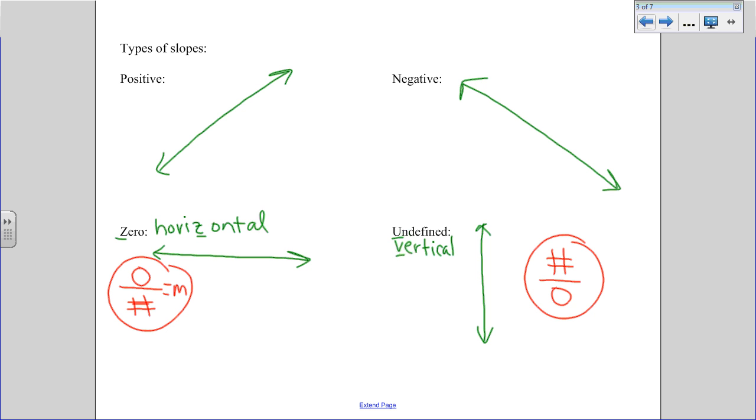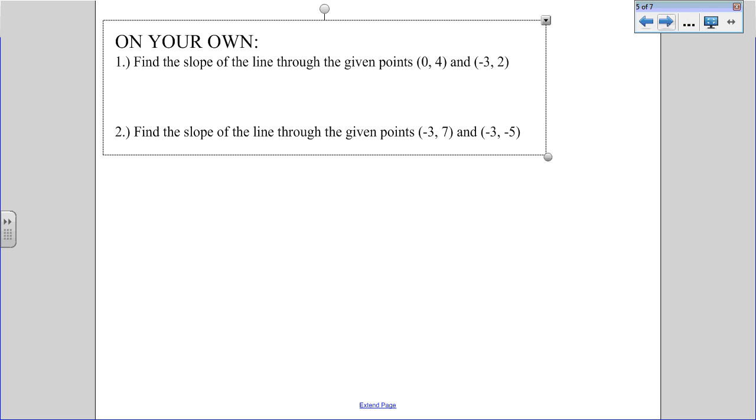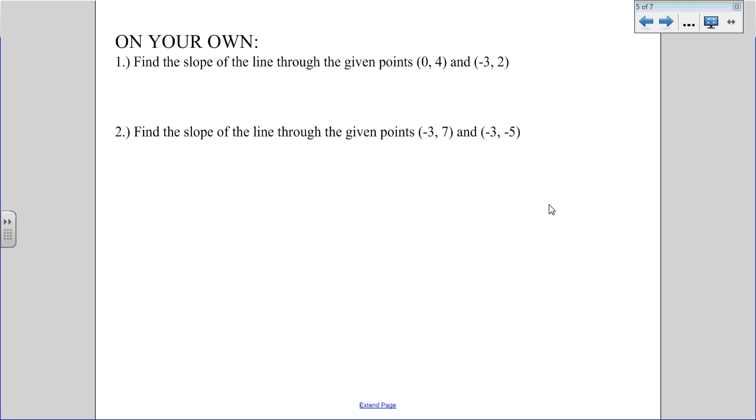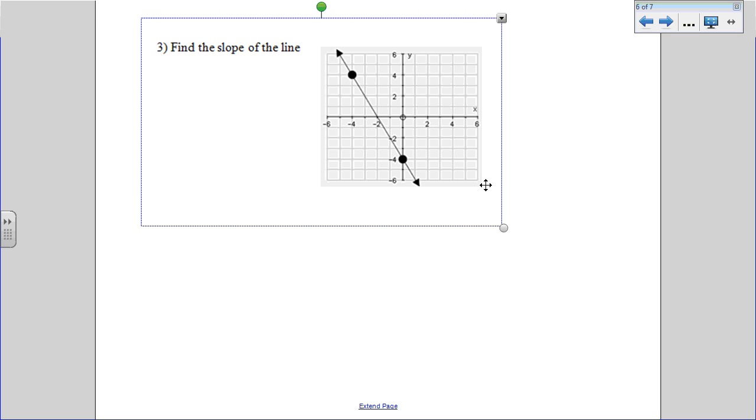So this is how we can recognize these from the picture, from the graph, and how we can recognize it from the ratio. All right, you have 2 on your own. You want to find slope through a given point, and then you're going to find the slope from the graph.